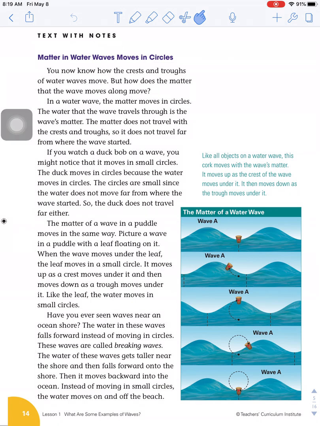The water that the wave travels through is the wave's matter. The matter does not travel with the crest and troughs, so it does not travel far from where the waves started.